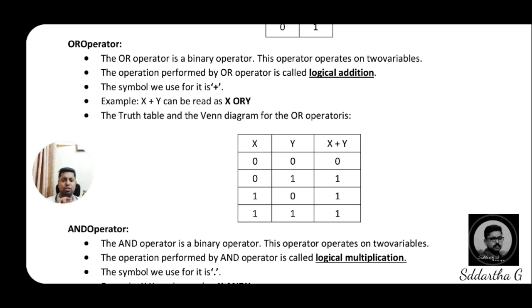And also remember the truth table. For addition, whenever both inputs are 0, only then is the result 0. In all other cases, when any one input is high, that is 1, the result is also 1. So this is what we call a brief description of the OR operation.